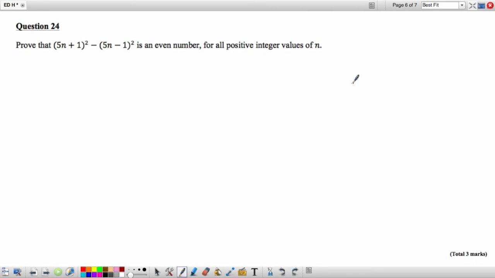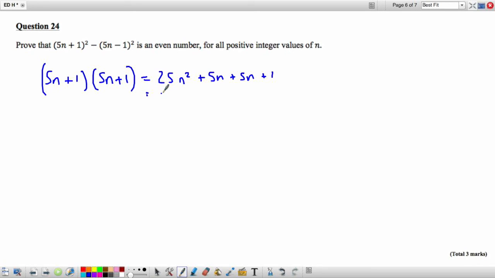Question 24. Prove this expression is an even number for all positive integer values for n. Let's start by expanding our brackets here. So we have 5n plus 1 squared, so we multiply it by itself. That's going to give us 25n squared plus 5n plus 5n plus 1, which is equal to 25n squared plus 10n plus 1. Expanding our second part here, 5n subtract 1, close bracket, 5n subtract 1, close bracket.